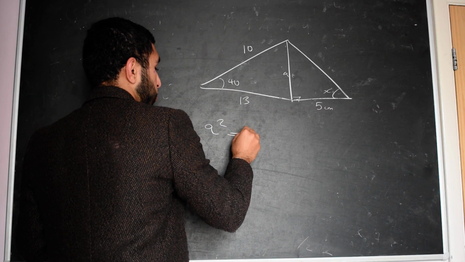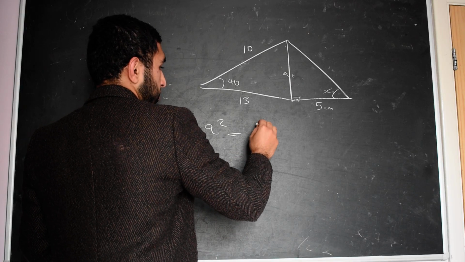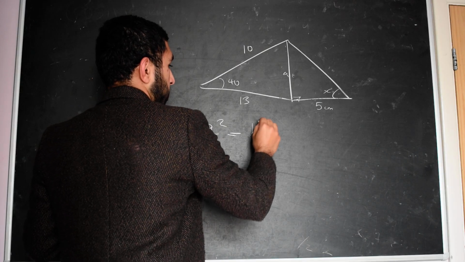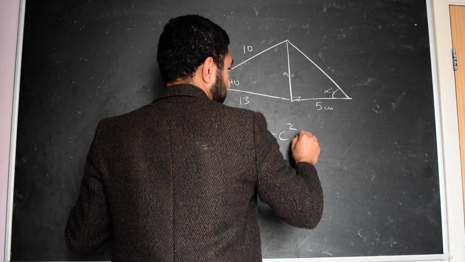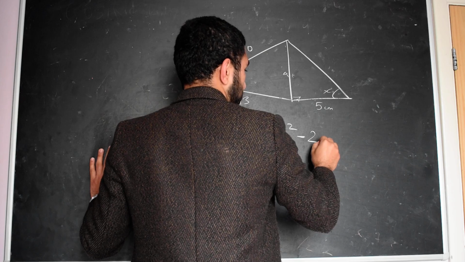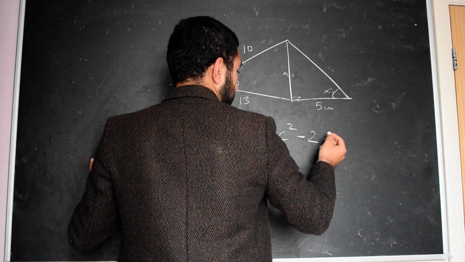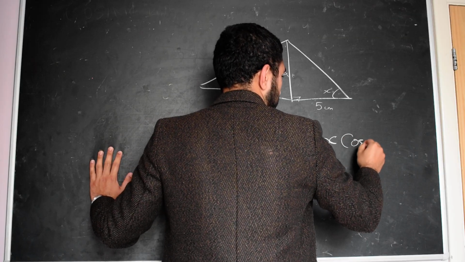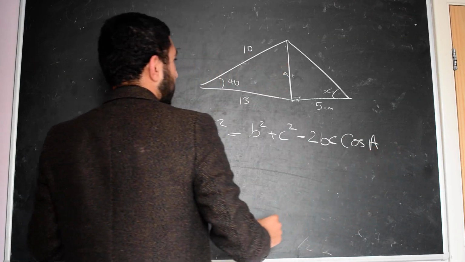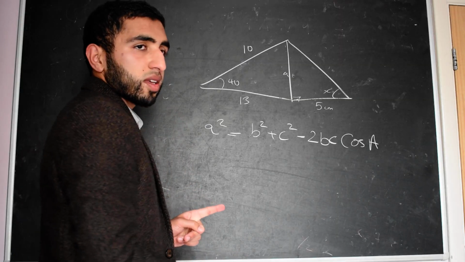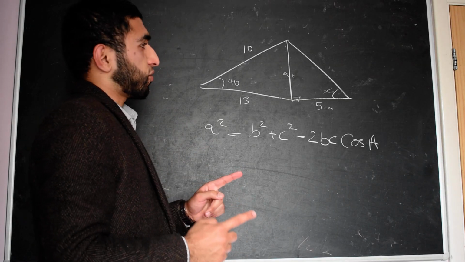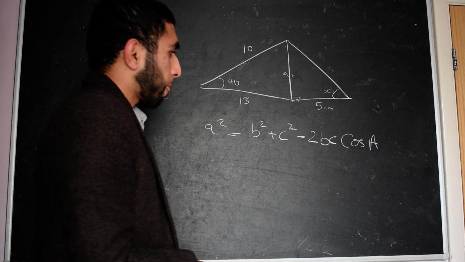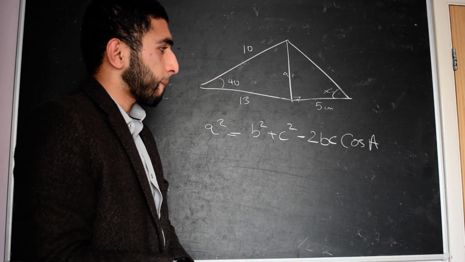a squared is equal to... Do you remember? a squared equals b squared plus c squared minus 2bc cos A. Very good. Cos A, that's a capital A. And what did I say about b and c? Which sides do they have to be? Can they be any sides, or do they have to be some particular sides?